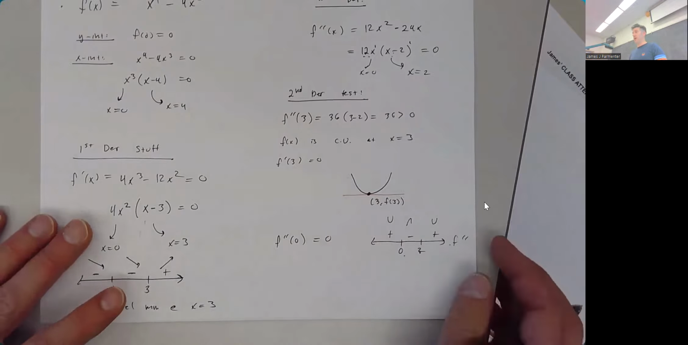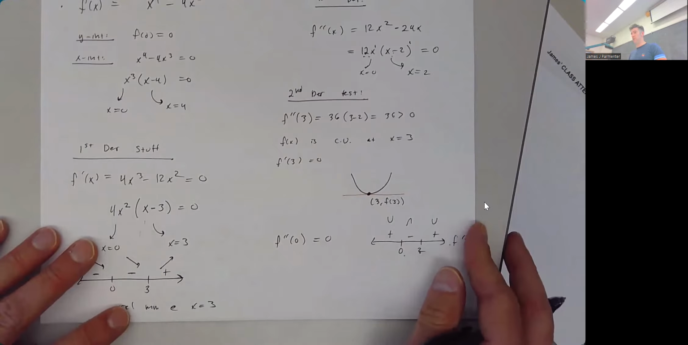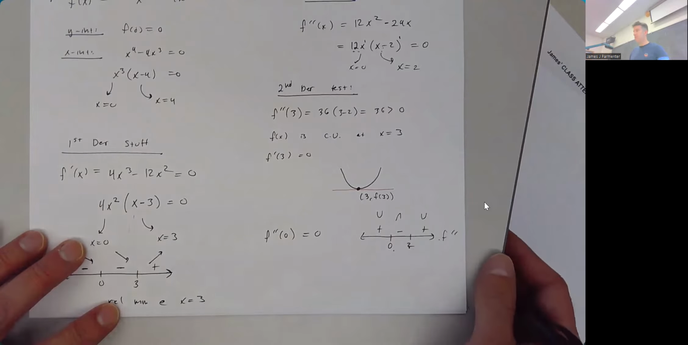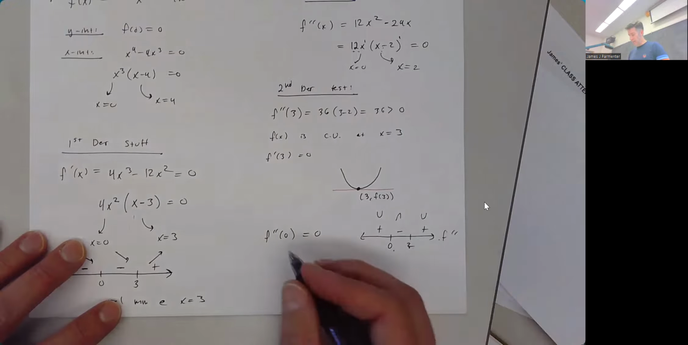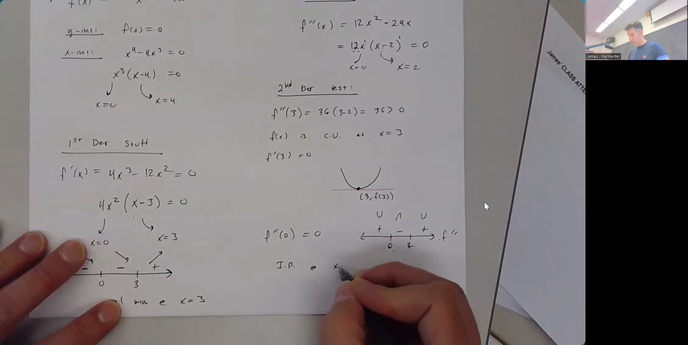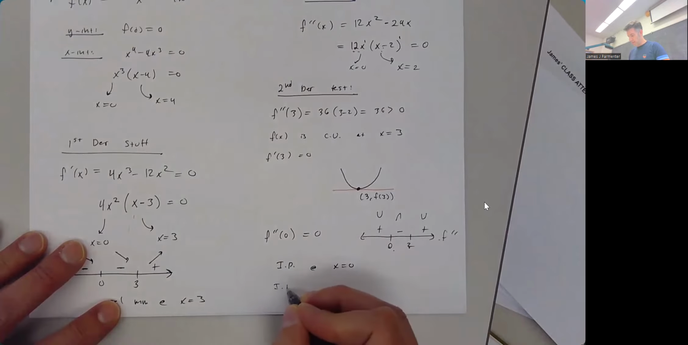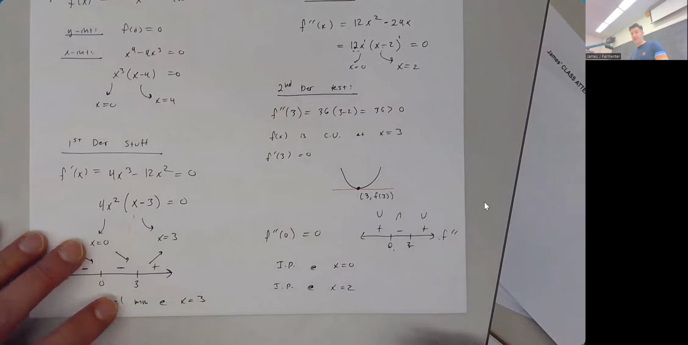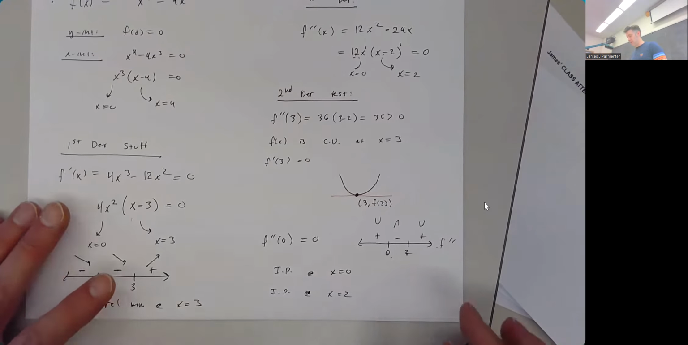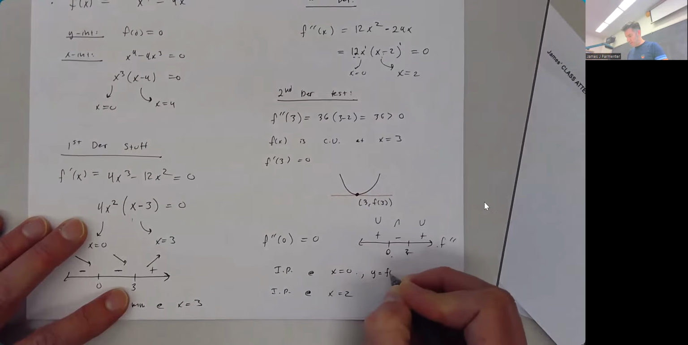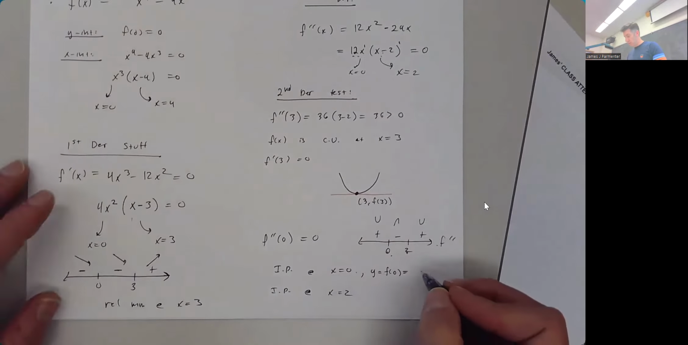How many inflection points do I have? 0, 1, or 2? I think I have 2. I have an inflection point at 0. I have an inflection point at 2. Since I'm going to graph this thing, I really should also find the y values. So the y value is going to be f of 0, which we already found to be 0.